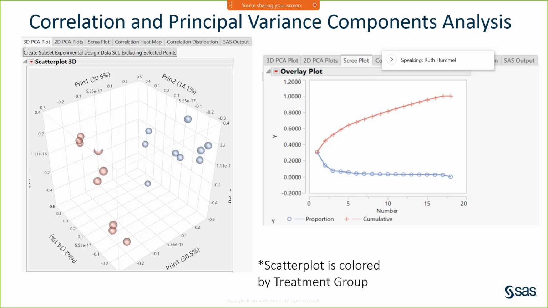Principal component 2 explains an additional 14% of the variability, and principal component 3 is chopped off the side, so I can't see the percentage of it. It's going to be a little bit less yet than principal component 2.